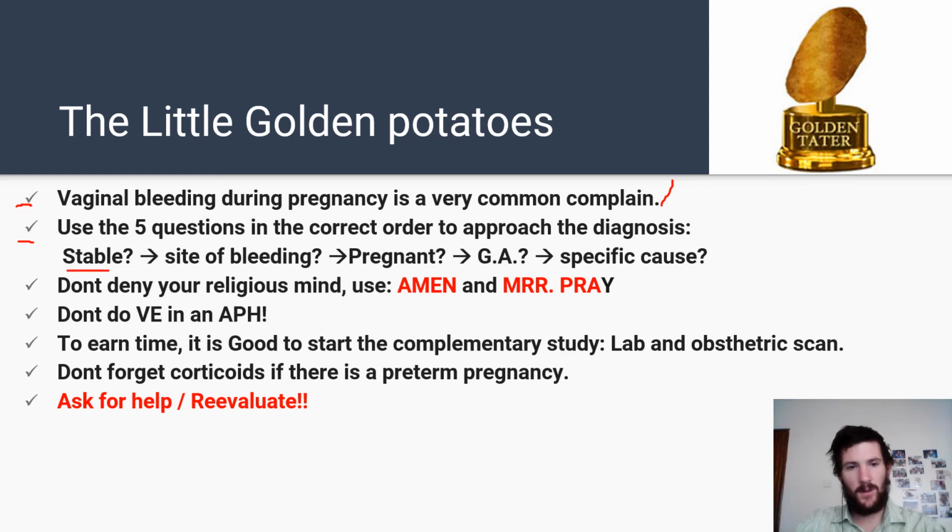First, always start by checking if the patient is stable or not. After that, check the site of bleeding. And after that, check if the patient is really pregnant or not, and if the pregnancy is viable or not, so if the patient has or not a fetal heart rate. Then the gestational age, and then the specific cause.